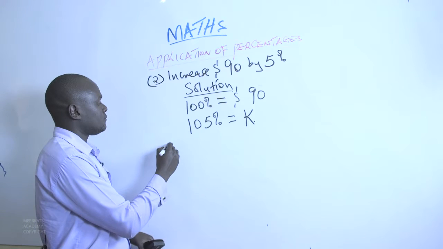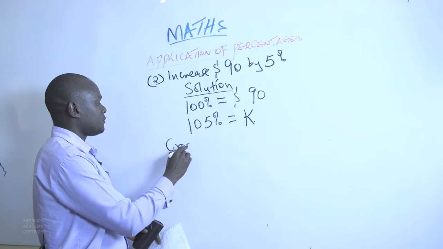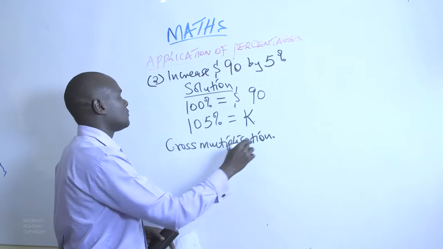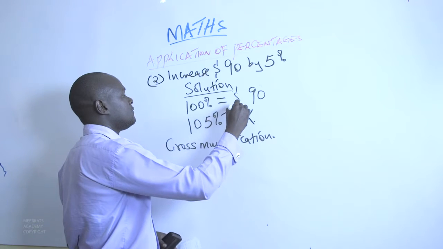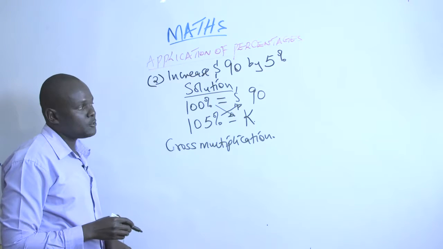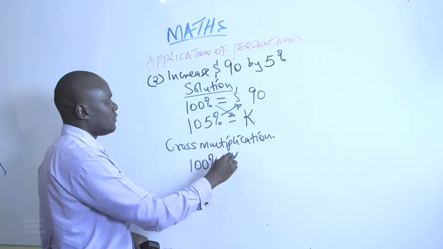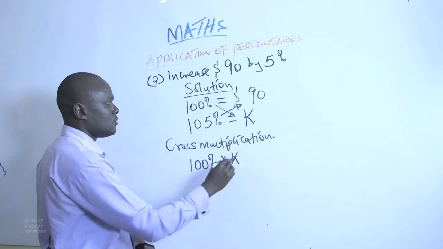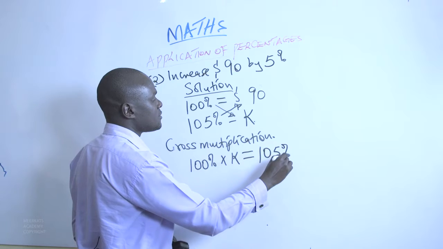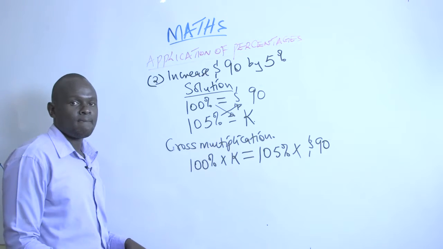Then we cross multiply. We carry out what we call cross multiplication. This 105% will be multiplied by that, and that should be equal to 100% multiplied by K. So we will have 100% multiplied by this unknown amount that we are trying to get, and we equate the same to the product of 105% and 90%.